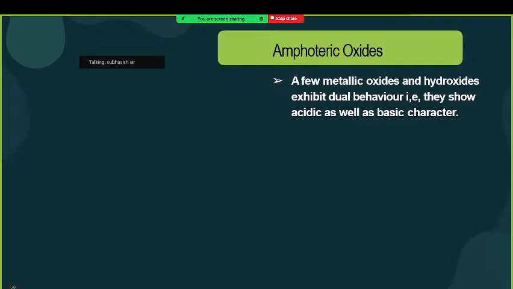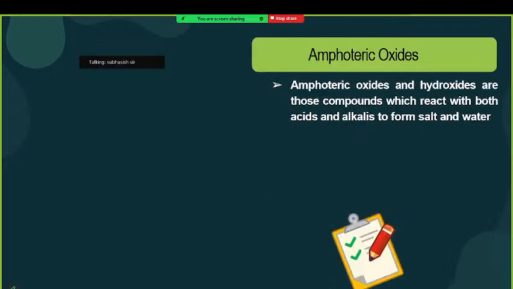Amphoteric oxides, we have already mentioned, are those oxides having both acidic as well as basic characteristics. There are several oxides of this type, like aluminium oxide, like zinc oxide, like tin dioxide, like lead monoxide, etc. Those having both acidic and basic character. So amphoteric oxides and hydroxides are those compounds which react with both acids and alkali to form salt and water.